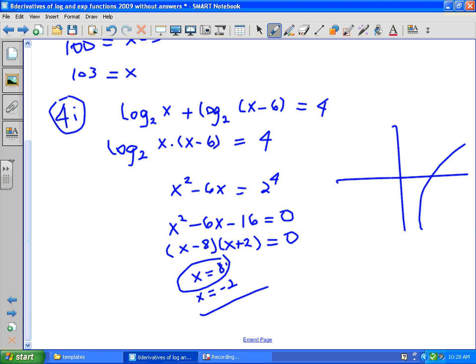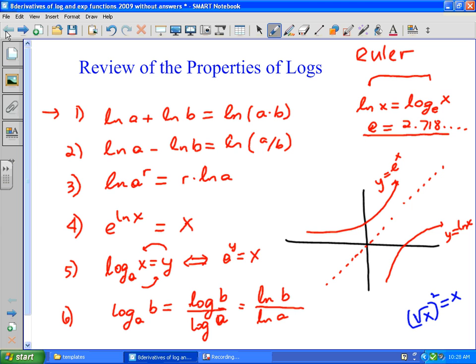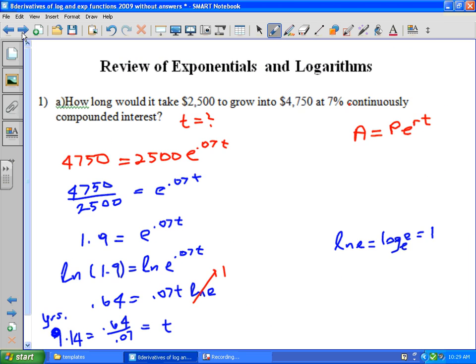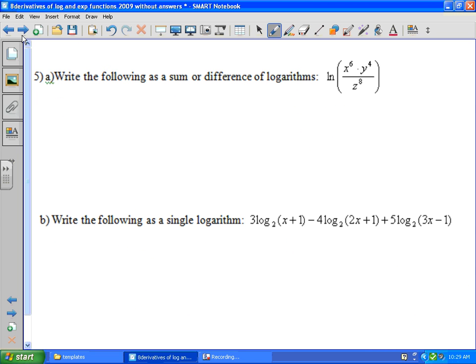Yes, because one of the properties, let's go back to see which property that was. It was this property right here, number 5. If you have log base a of x equals y, you can write it as a to the y equals x. So we use that property. Because at negative 2, if you put it back to check, you end up with log of a negative 2. And if you put it on the calculator, you'll see it's an error. It's not defined at a negative value. It's not in the domain of the logarithmic function. Okay.